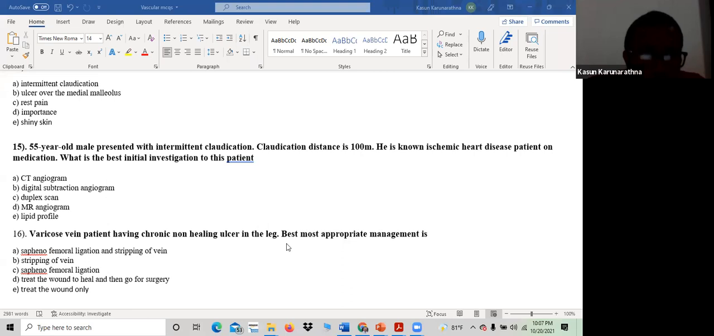Right. Usually for infrainguinal disease, arterial duplex will be adequate. If it is involving the proximal arterial tree, aorta, iliacs, then comes the CT angiogram, right? Otherwise, most of the time, arterial duplex will be adequate to plan your intervention. Right. That's it. So, answer will be C.